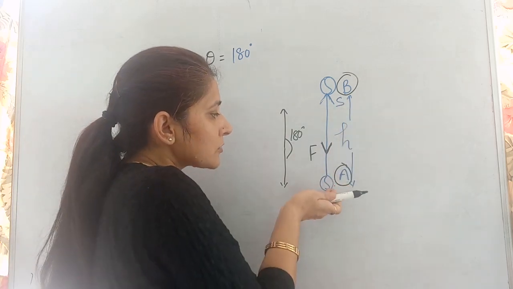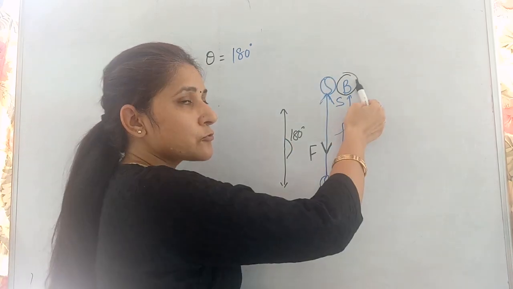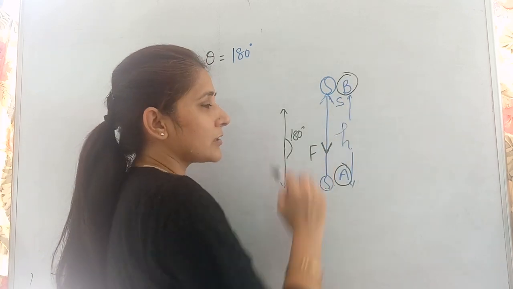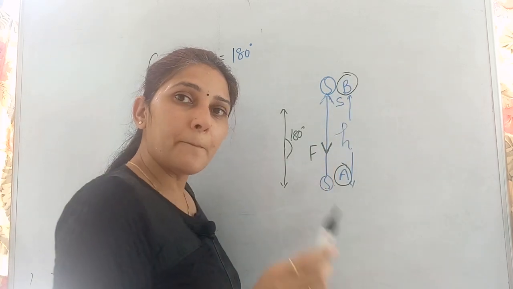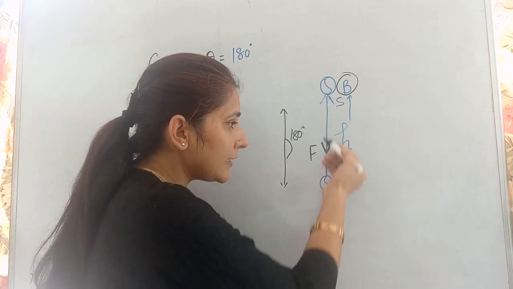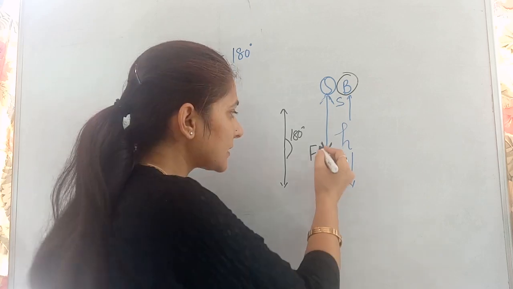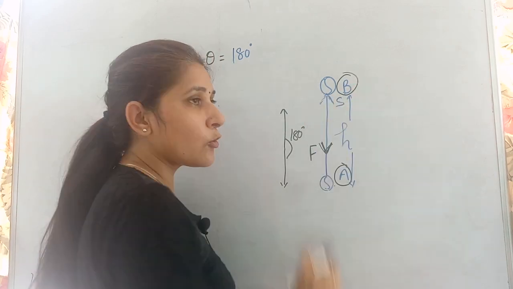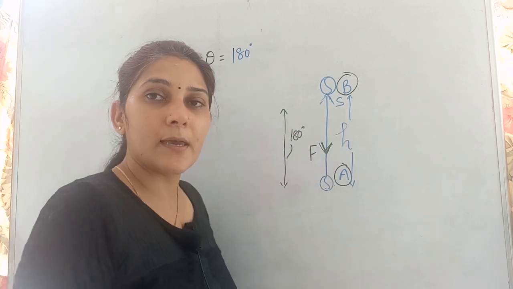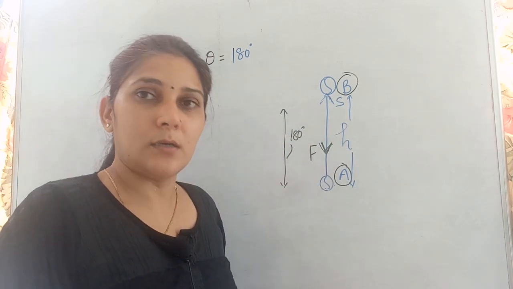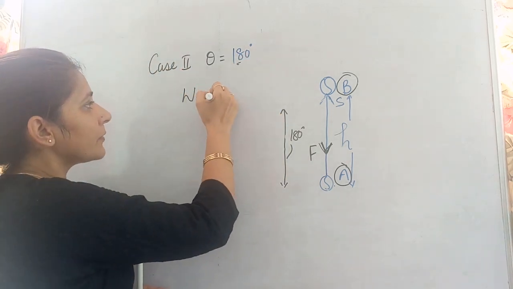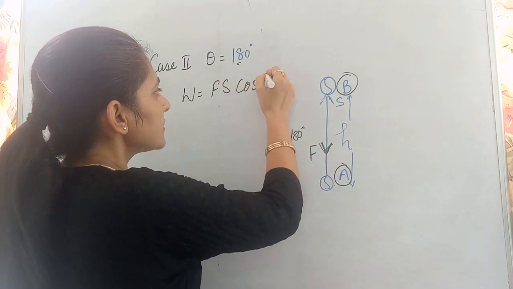The ball is thrown in the upward direction from point A to B. When it is thrown upward, this is the direction of displacement. Work done by the force of gravity: gravity exerts force in the downward direction, so this is the direction of force. These two are opposite to each other. When we draw the diagram, we get 180 as the angle between the force and the displacement, right? So theta is 180. Work done is given by Fs cos theta.